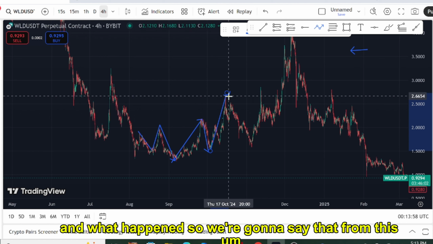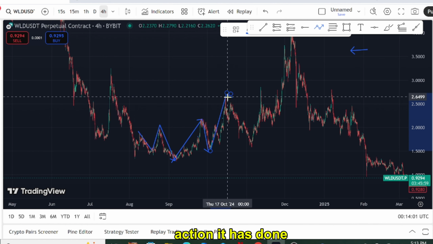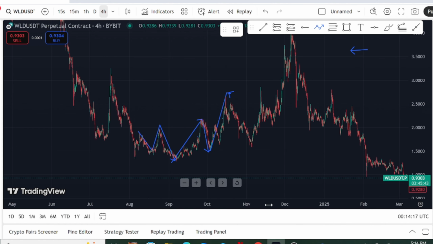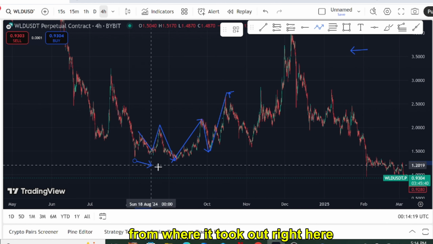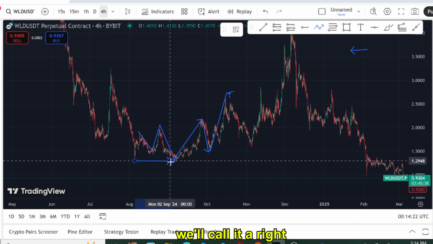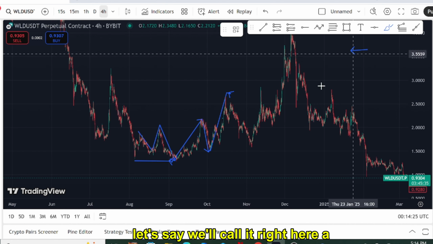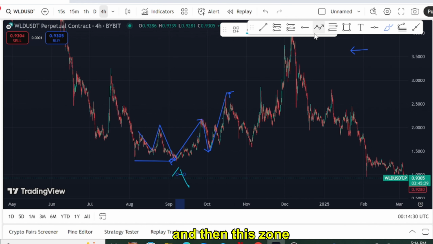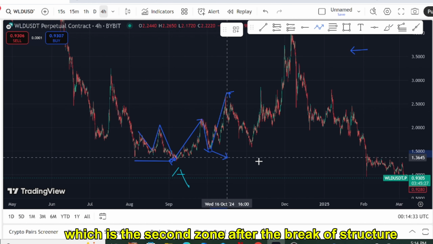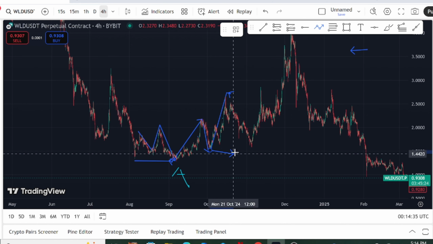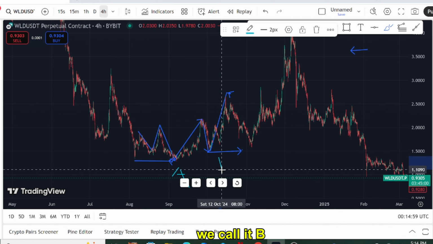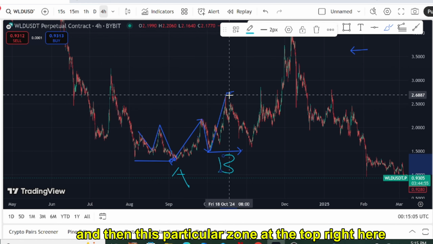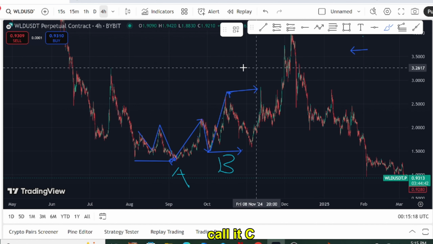So from this action it has done, we're going to say this zone down below from where it took out right here, we'll call it A. Then this zone, which is the second zone after the break of structure right here, we'll call it B. And then this particular zone at the top right here, we'll call it C.